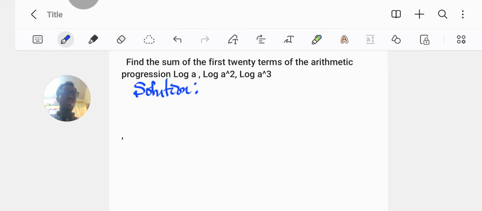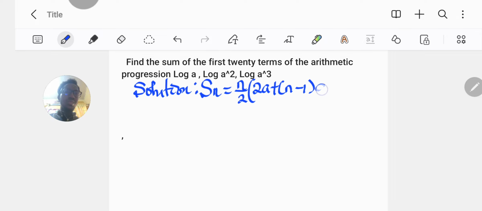So we know that the sum of the nth term of an AP is usually given as Sn equals n over 2 bracket 2a plus n minus 1 bracket d. So this is the formula that guides the sum of the nth term of any arithmetic progression. Using this formula, we need n, we need a, which is the first term, and we need d. So let's start from getting our common difference.